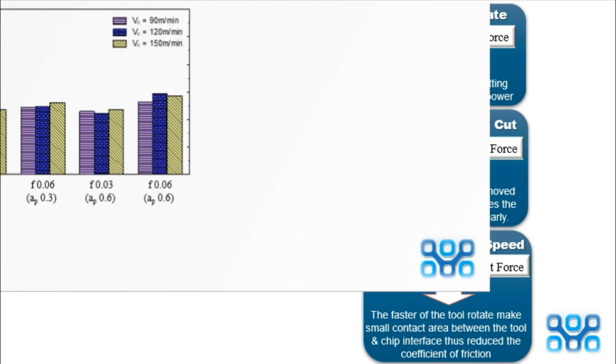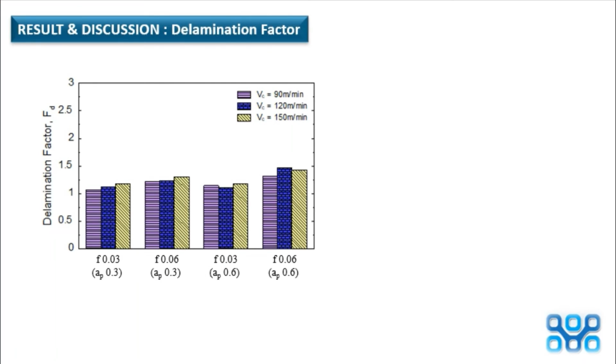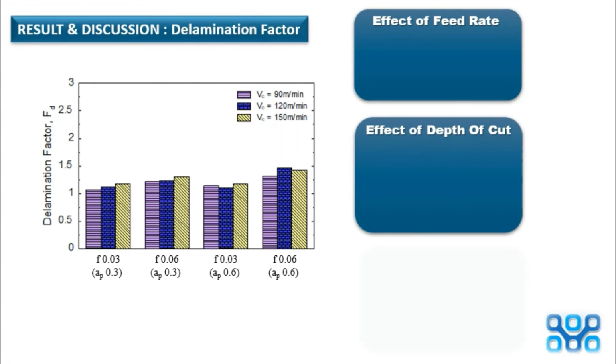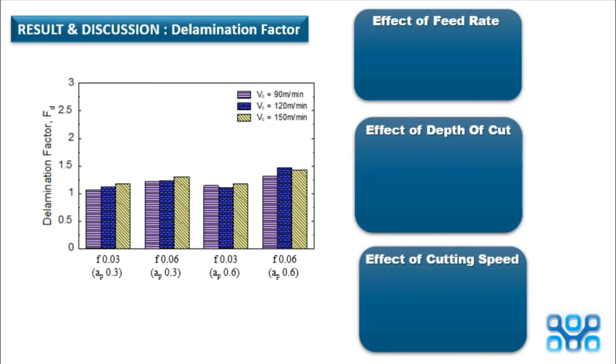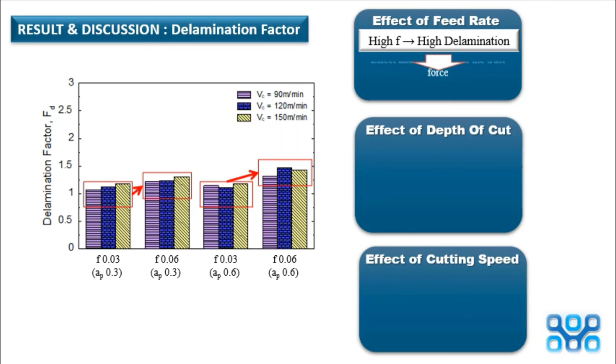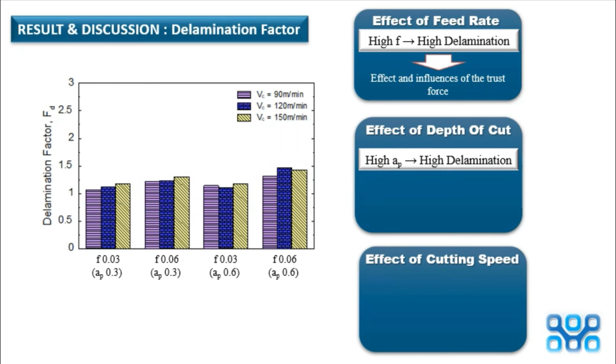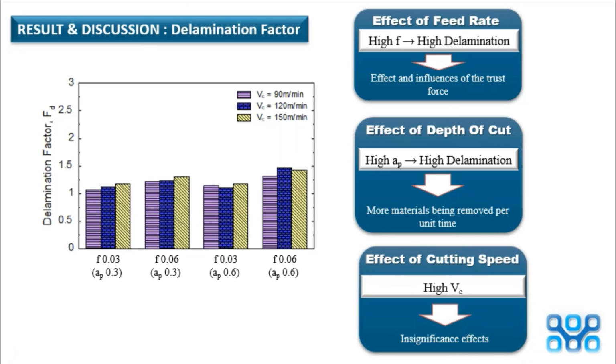Next, we go to the delamination factor. Also, we look at the three factors: effect of feed rate, depth of cut, and cutting speed. You can see the pattern is also the same: high feed rate will produce high delamination. This is because of the influence of the thrust force. For the effect of depth of cut, you can see that high depth of cut produces high delamination. For the effect of cutting speed, you can see that there is no significant effect.